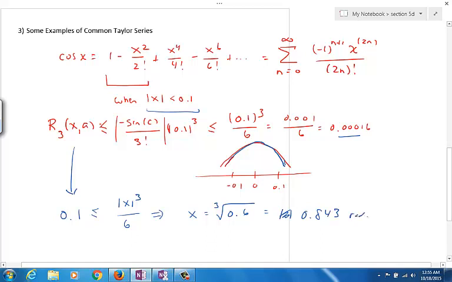Okay, radians. So this remainder theorem is very helpful in telling us when we should truncate a particular power series.